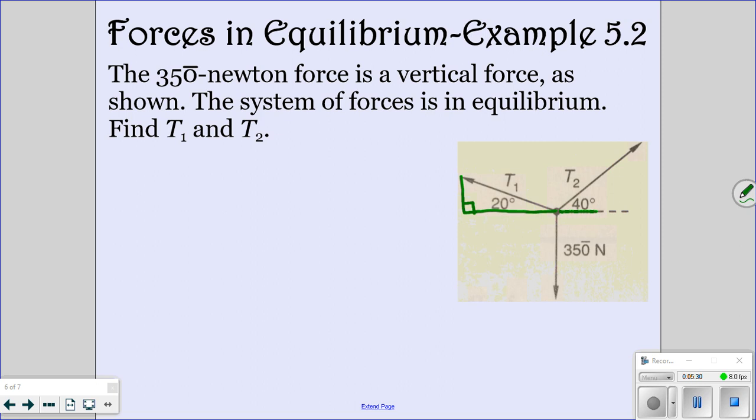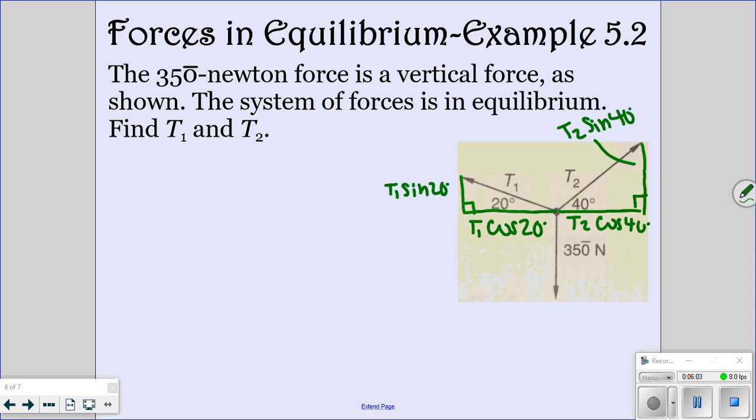On both of these. And instead of writing my equations, I'm going to put them right here. So this is going to be T1 cosine of 20. And this one is going to be T1 sine of 20. Over here, this is going to be T2 cosine of 40. And then this one is going to be T2 sine of 40. Okay, so that's what you're going to start with.